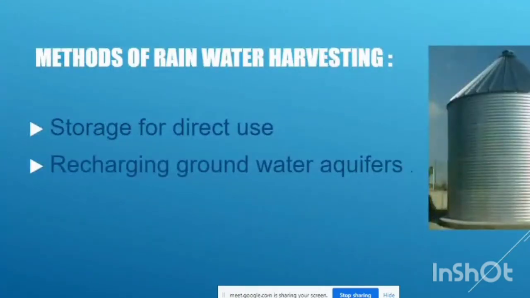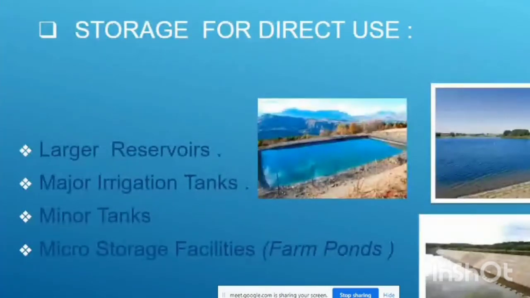Methods of rainwater harvesting: storage for direct use and recharging groundwater aquifers. Storage for direct use: larger reservoirs, that is, large water storage bodies. Major irrigation tanks, minor tanks, and micro storage facilities, that is, farm ponds.